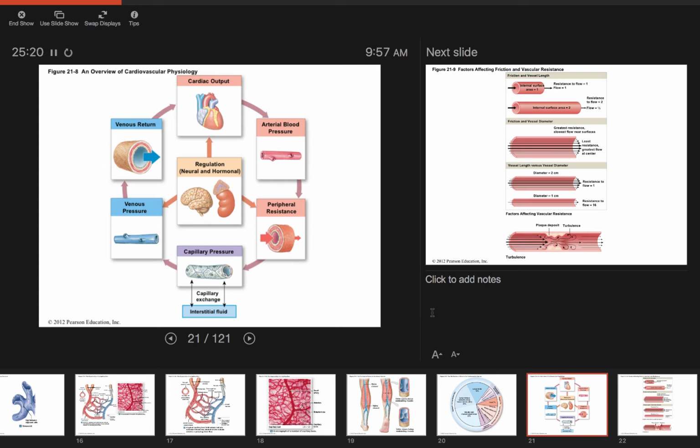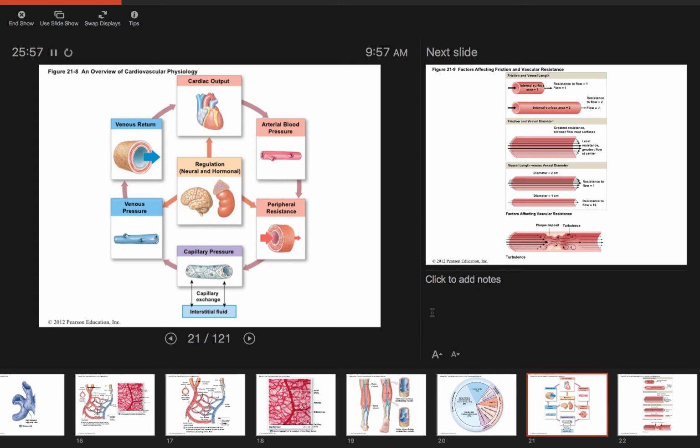So let's talk about some of the things that cause resistance in this system. What pushes back on the blood flow? Well, first of all, we have what's called vascular resistance. So this is the resistance that the blood vessel itself has on blood flow. So we're looking at the vessels. How does the vessel itself slow down or affect blood flow?